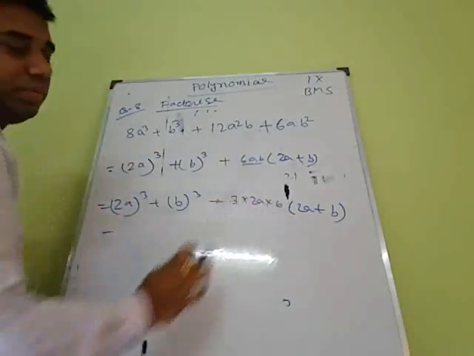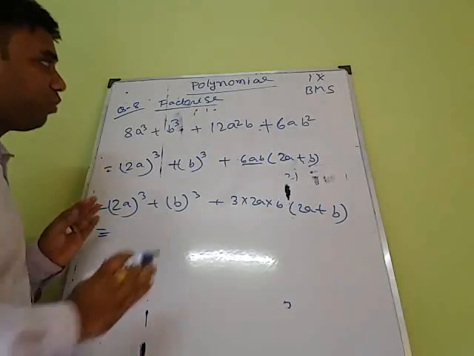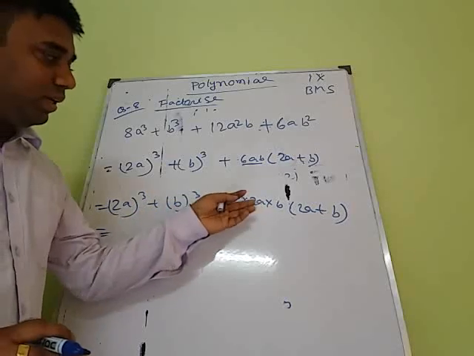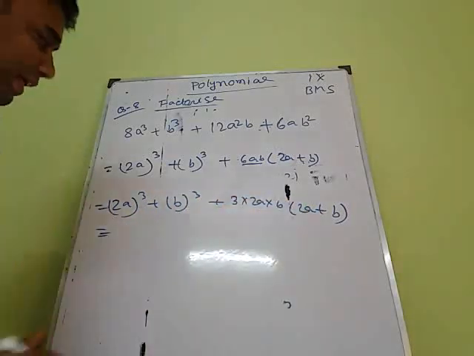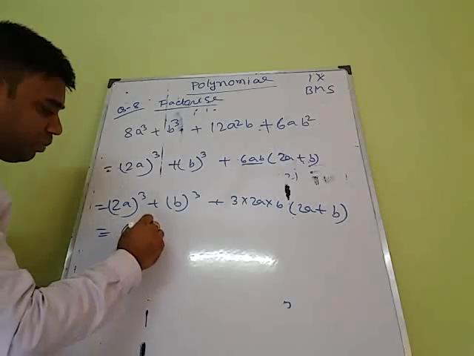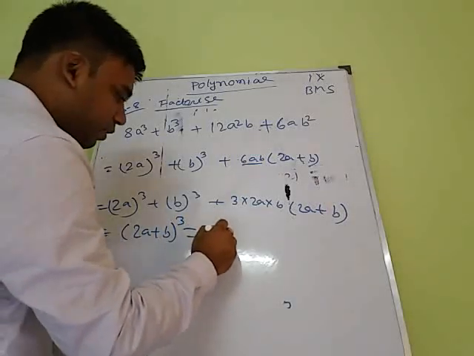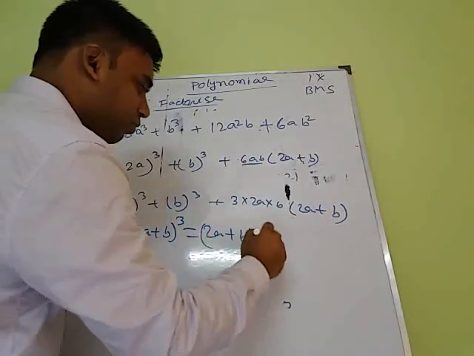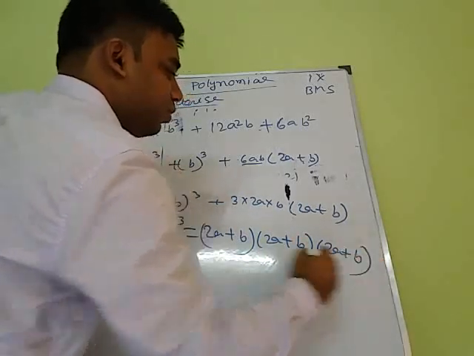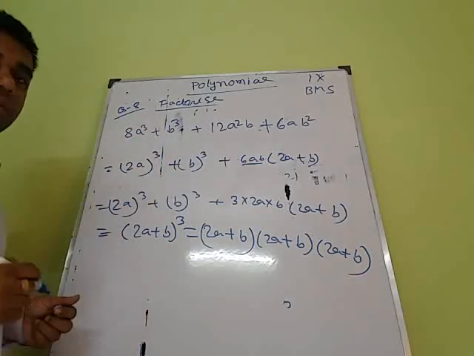Now try to match with the formula a cube plus b cube plus 3ab into a plus b. Here a means 2a and b means b. So that is the formula of (2a + b) whole cube, and that can be written as (2a + b)(2a + b)(2a + b). That is the factorization form of that expression.